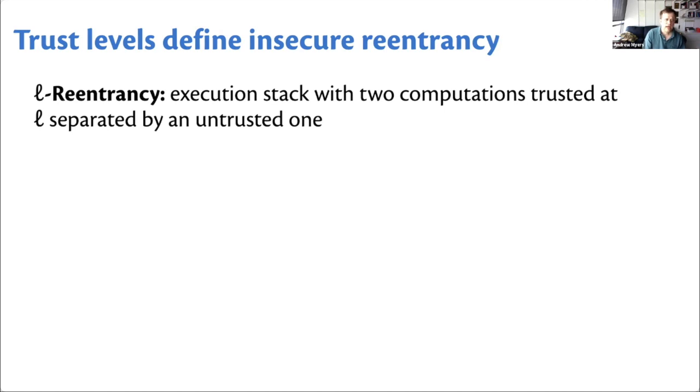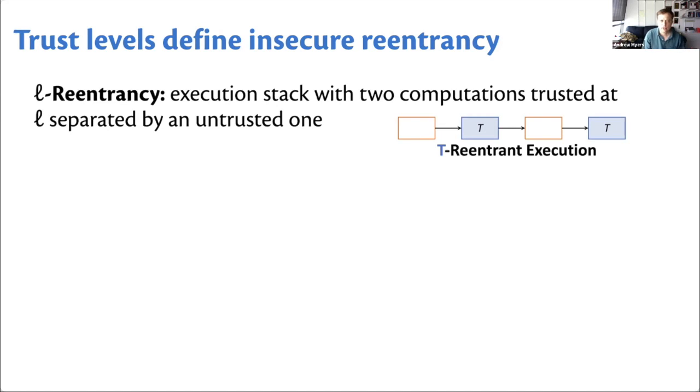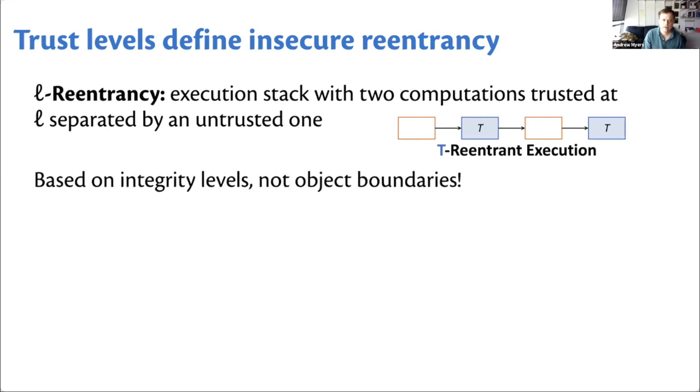So if we have an execution stack where we have two computations trusted at level L, but they're separated in the stack by an untrusted contract, then we have L reentrancy. So here's that picture that I showed you before, where we're thinking about the level of trust of the contract as, say, T, and when we have that pattern where we go from T into untrusted code and then back into T-level code, we have T reentrant execution.